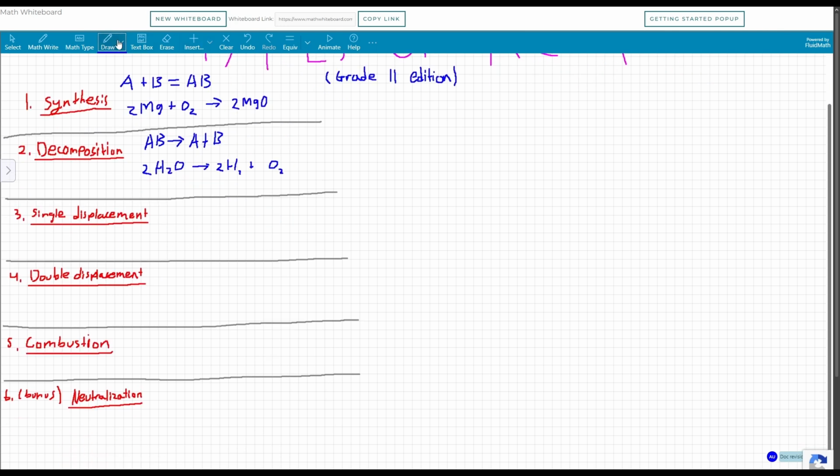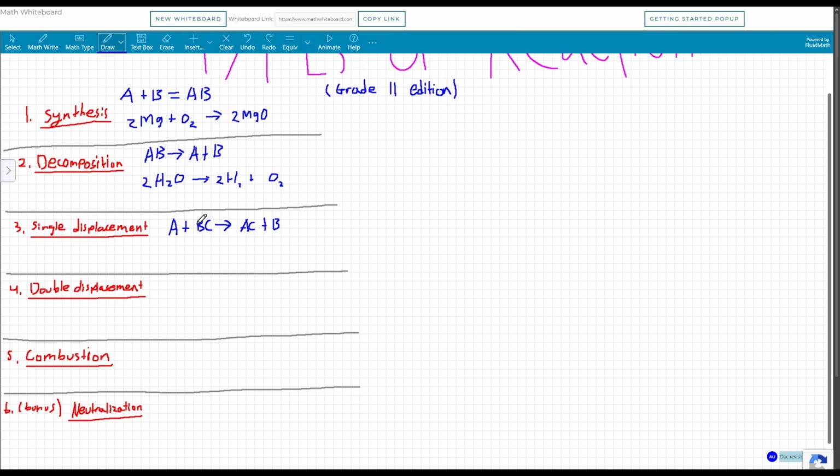Next, single displacement, a little bit harder, but you should remember, hopefully. So the basic formula is A plus BC equals AC plus B. Remember, you switch the A into here and replace the B, the anion, or the negative charged element, usually the metals.